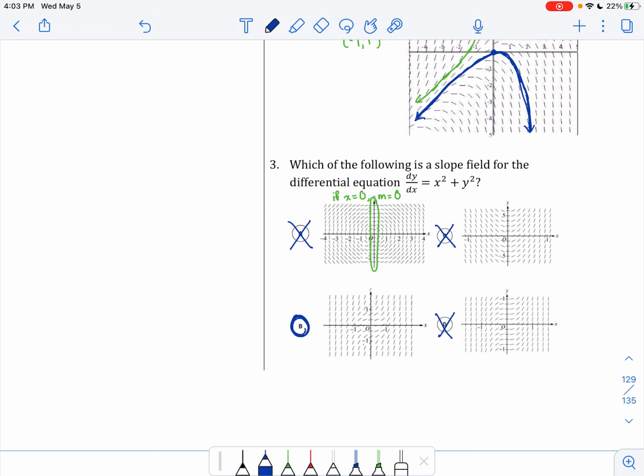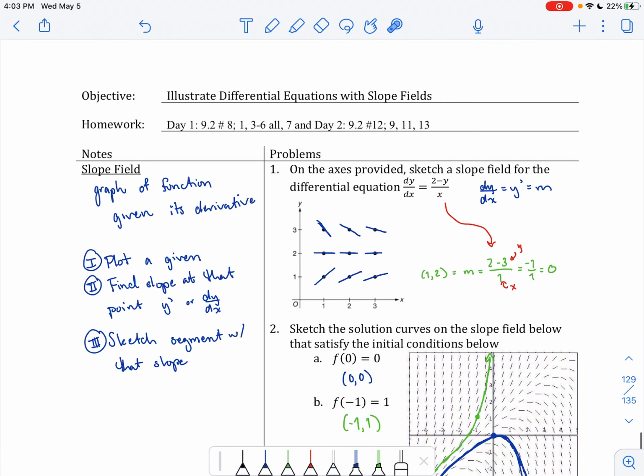There's a couple other ways. The other thing I can say here is that if I have x squared plus y squared, the slope is always going to be positive. Here there are negative slopes, but we know that if I square two things and add them, I'm only ever going to get positive numbers. So that's another reason I could cancel out both A and C. So you want to use different types of logic here. Whichever way, it's all about problem solving and eliminating.